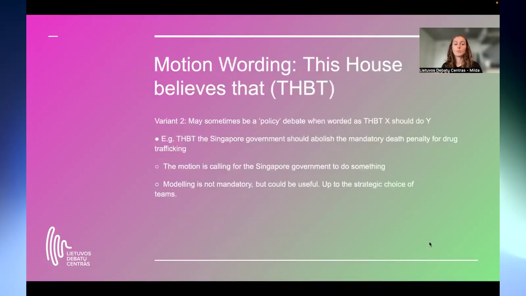There are also policy debates with "this house believes that," when worded as "this house believes that X should do Y," like Singapore government should abolish the mandatory death penalty for drug trafficking. Here, the Singapore government should do something. While modeling is not mandatory, it definitely could be useful, since in many ways it's a policy motion, you're changing the world, and that's why it can really strengthen your arguments.